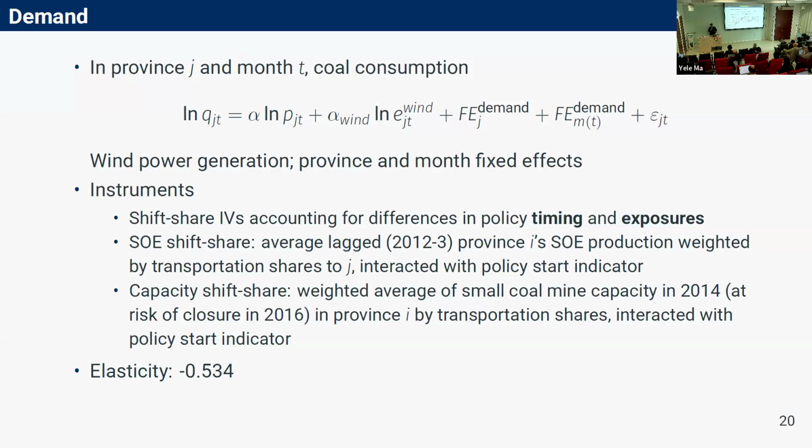We adopt two sets of shift-share instruments for the demand estimation to account for the differences in policy timing and exposures. One of them is the SOE shift-share. We interact the policy start indicator with the share of SOE production. The second one is the capacity shift-share, where we interact the share of small coal mines in each province, because the policy actually shut down a lot of the small coal mines, with the policy indicator. I'm going to save all the details. So what we find here is that the demand elasticity is about minus 0.5.